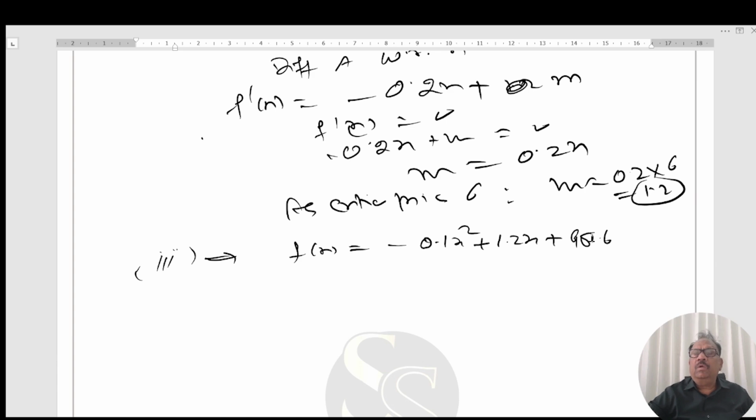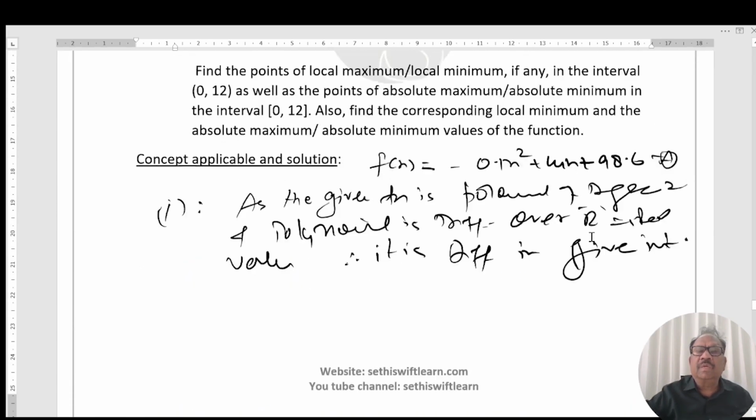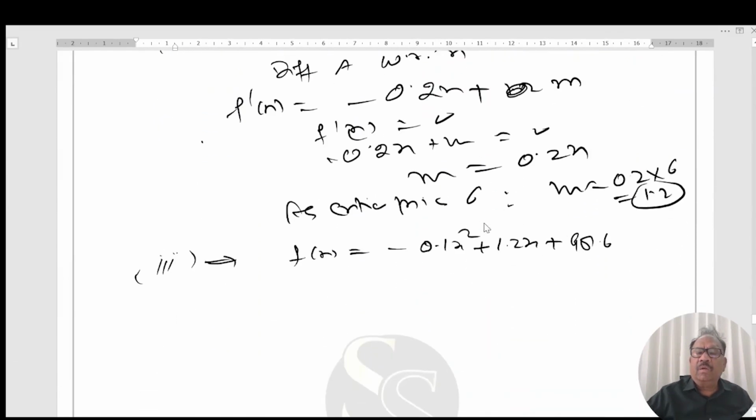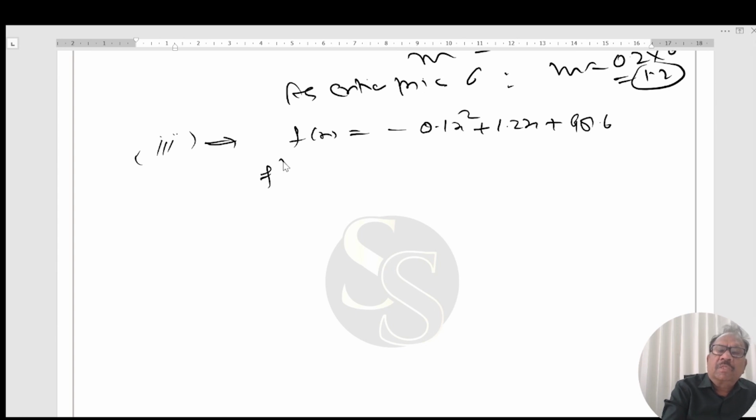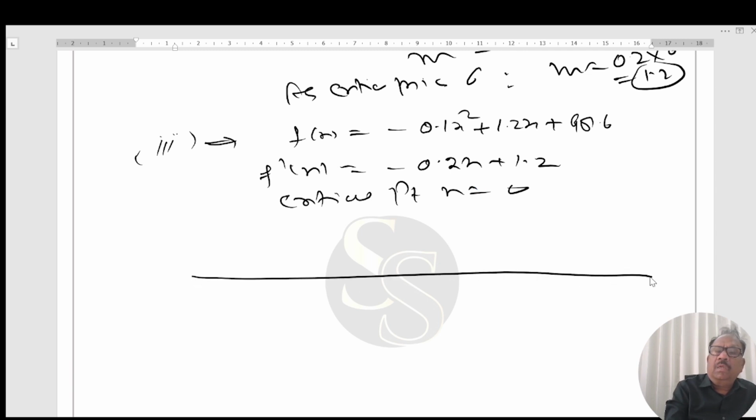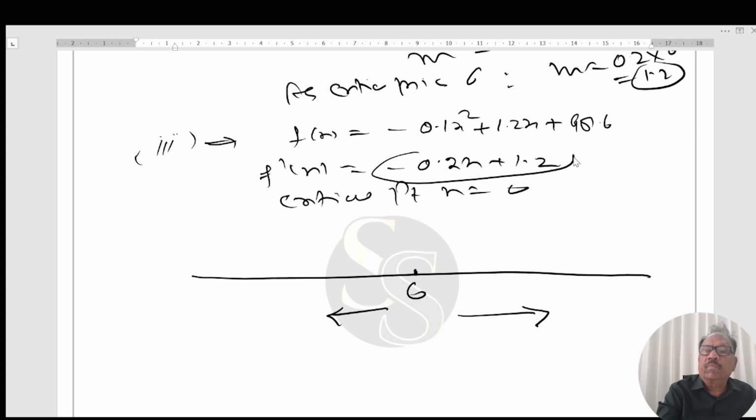Now, what is the requirement? To find the intervals in which it is decreasing and increasing. Third part is the interval in which the function is increasing and decreasing. For that, f dash x equal to minus 0.2x plus 1.2. The critical point is x equal to 6. Now, to find the increasing and decreasing, we have to take a value on each side of 6. This is the f dash x.